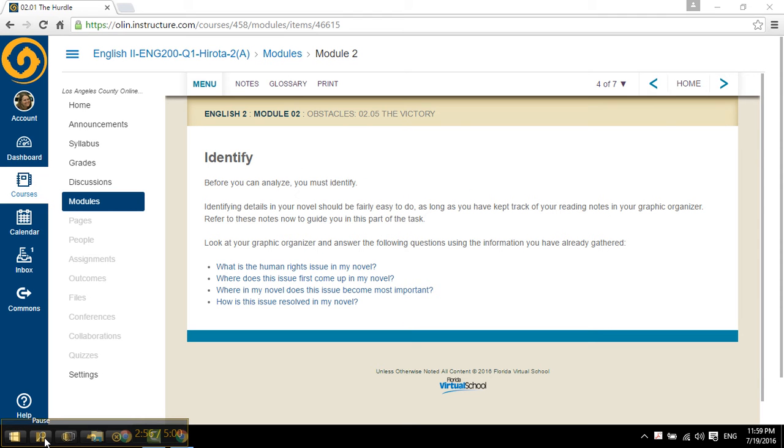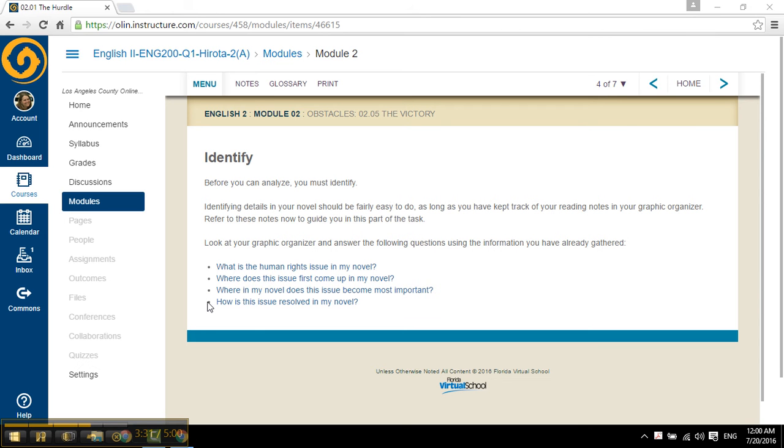Before you analyze, you must identify. Identifying details in your novel should be fairly easy to do as long as you have kept track of your reading notes in your graphic organizer. So refer to those notes as a guide as you take part in this task. Look at your graphic organizers and answer the following questions using information you have already gathered. So you're going to think about these questions here. What is a human rights issue in my novel? Where does this issue first come up in my novel? Where in my novel does this issue become most important? And how is this issue resolved in my novel?